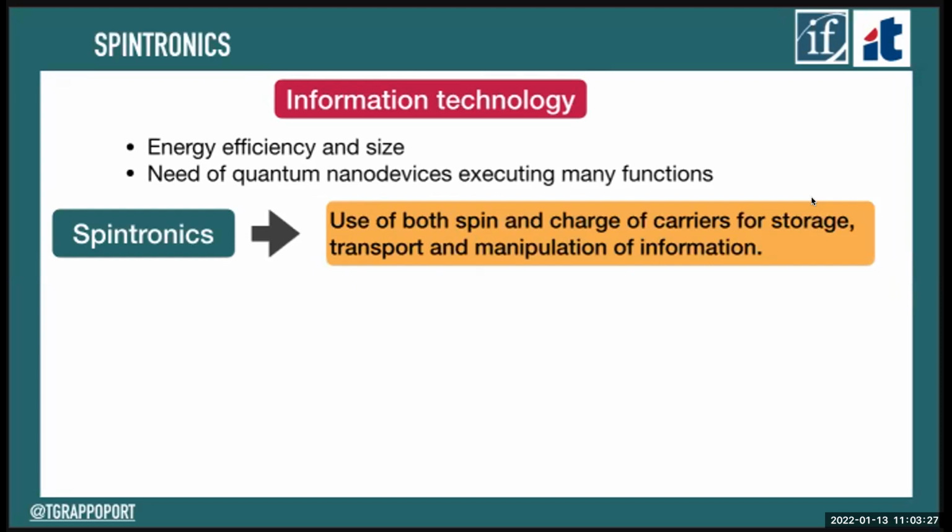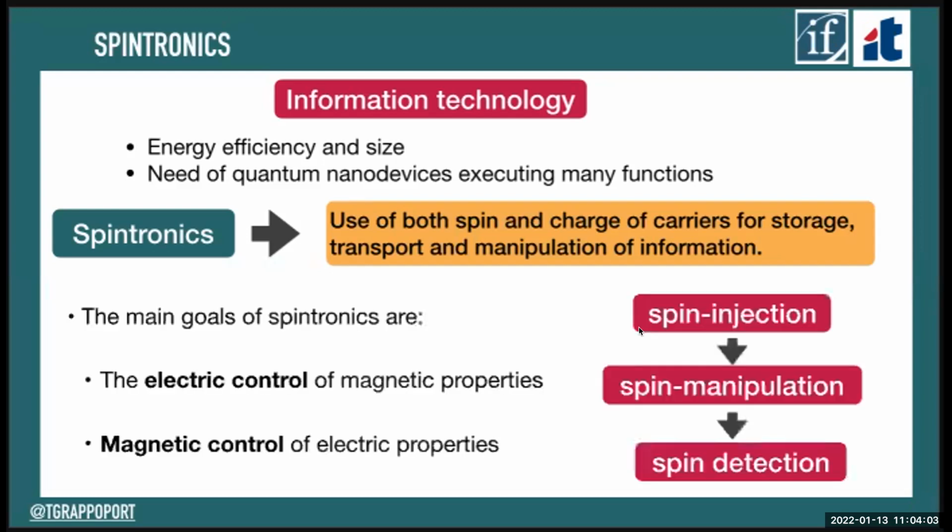So we know that our society has an increasing need to store and transfer data, and information technology industries are in search of energy efficiency and reduced dimensions. And 2D materials are ideal platforms for this new generation of devices. At the same time, spintronics plays a traditional role in information technology by using both the charge and spin of carriers to encode information.